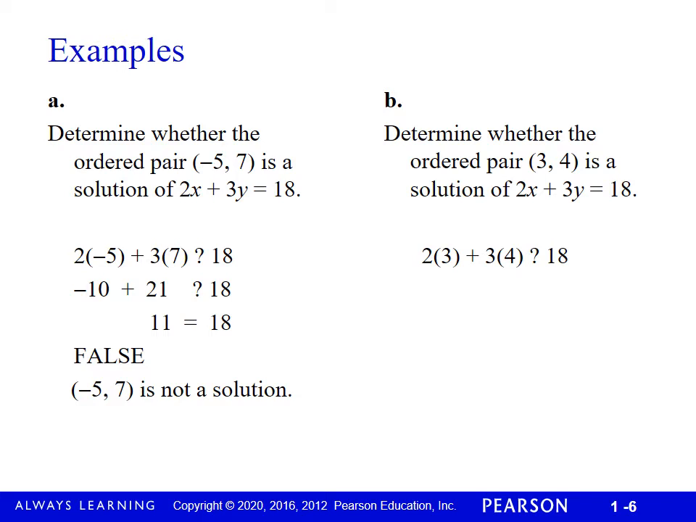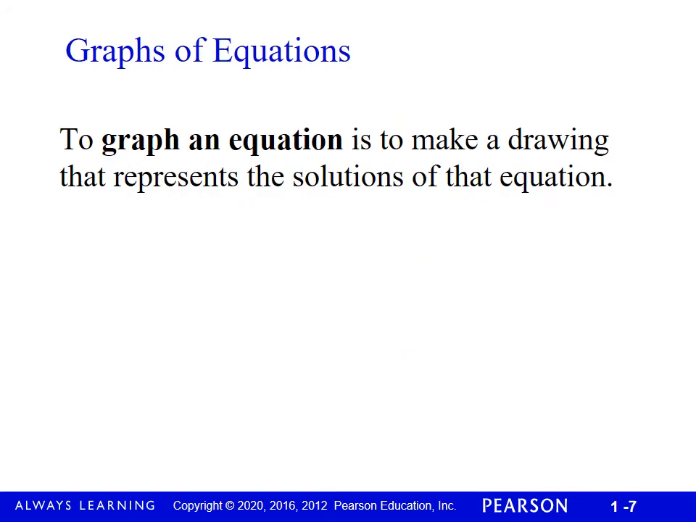I don't know why they put equal there, and why they didn't write it down the whole time. So again, when we do the multiplication and then do the addition, we do see that 18 equals 18. So indeed, this is true. And that means at that point, that ordered pair is indeed a solution.